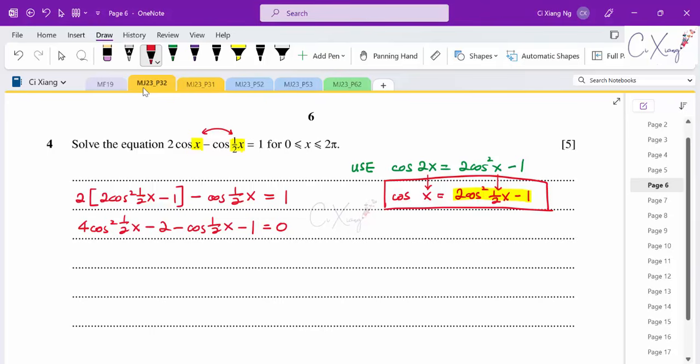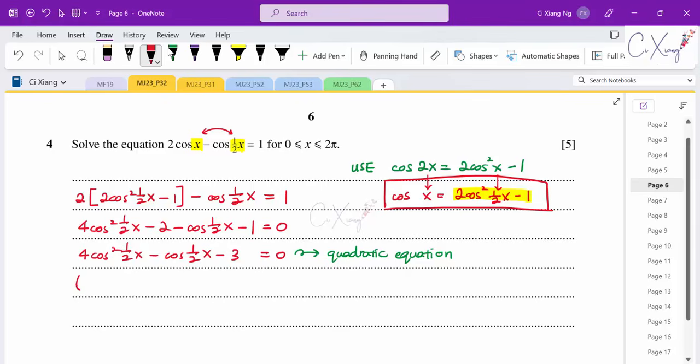And I bring also the 1 over become -1. Rephrase the equation further again. Then you will realize that actually we get a quadratic form equation in terms of cos half x. Okay, so this is a quadratic equation. I hope that you can see the pattern now. Quadratic equation. So now how are we going to solve the quadratic equation? You have to either factorize it or maybe you have to use the quadratic formula, right?